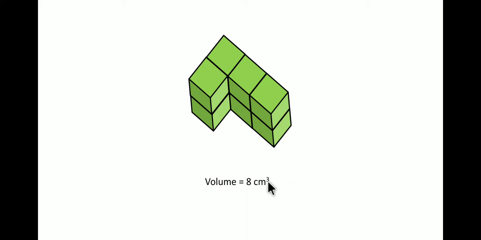See, the power 3 represents cube. So 8 centimeter cubed is the volume of this particular object. Similarly, you will find out how many cubes there are just by counting. You need to be careful that if a cube is not seen, if it is hidden, you have to count that hidden cube also, and write down the answer.